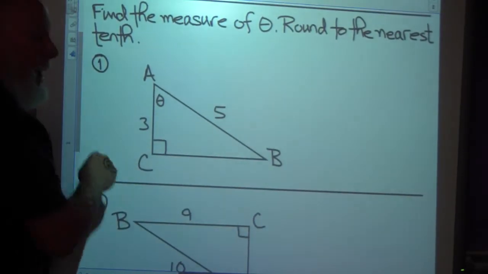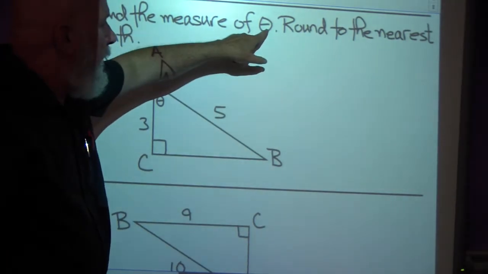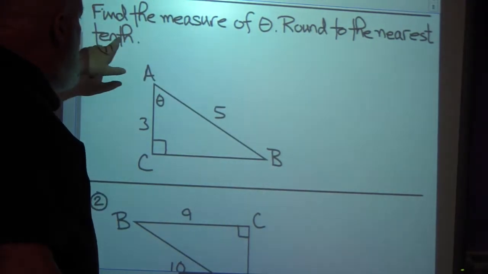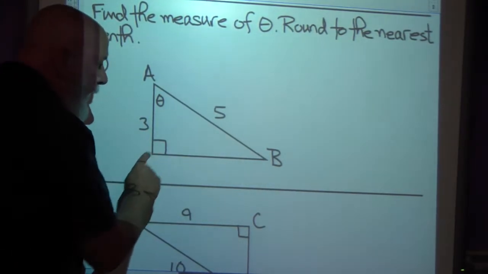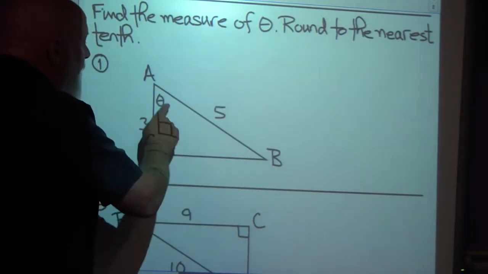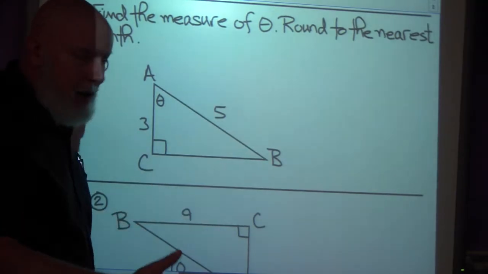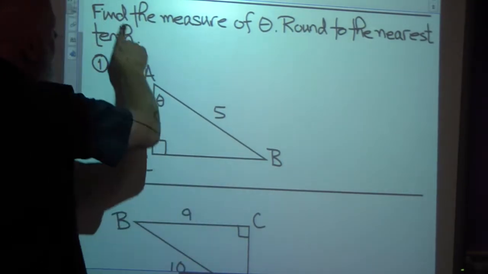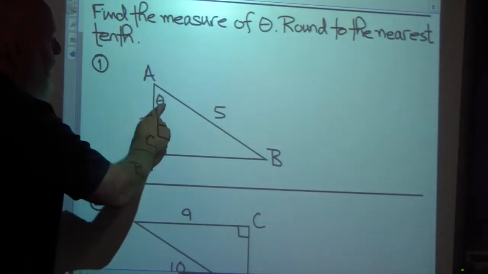On the worksheet, you might have a problem that looks something like this. It'll say, find the measure of theta, round to the nearest tenth. Okay, so I look at this, and I see I've got a right triangle. That's very important. That tells me I can use my trig functions. And I've identified theta. The A, B, and C might be there, they may not be, but this is the angle I'm looking at. Find the measure of angle theta. And I want to know the measure of this.